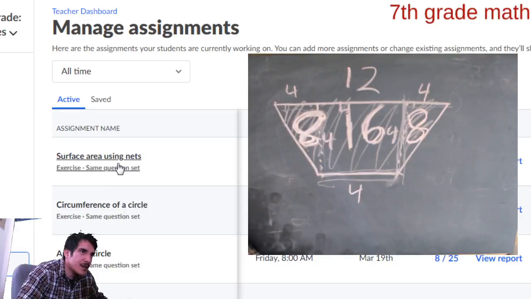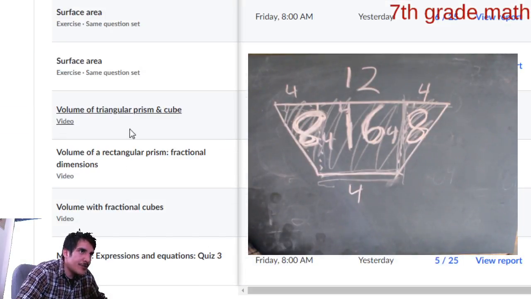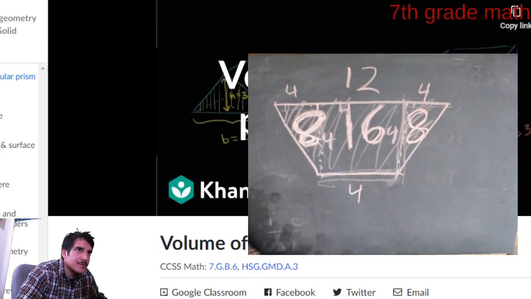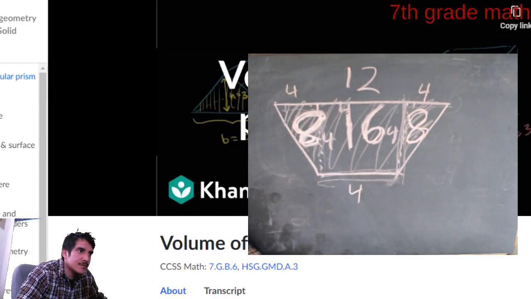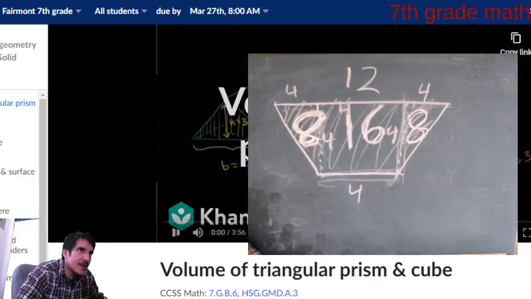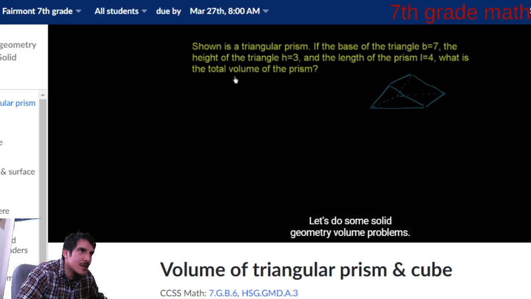So, let's see, volume of a triangular prism and a cube. Let's watch it together here. I hope you guys can see this. Oh, whoops, my blackboard's in the way. Let's do some solid geometry volume problems. So they tell us shown as a triangular prism.